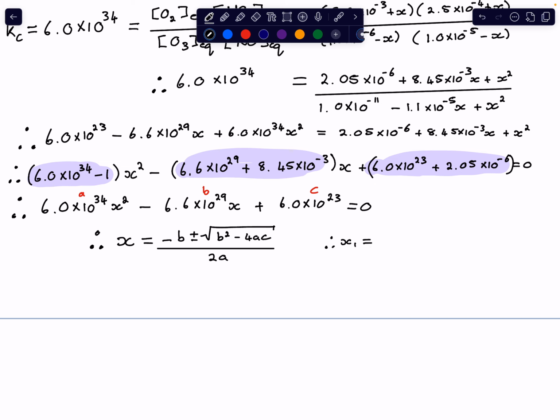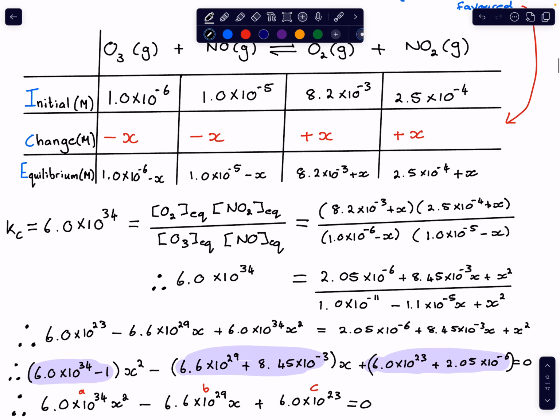then you get x1 is equal to plus 1.0 times 10 to the negative 5, and I got x2 equals 1.0 times 10 to the negative 6. Each of these are molar quantities. So let's now check which one of those are possible.